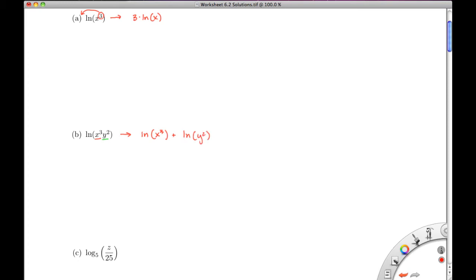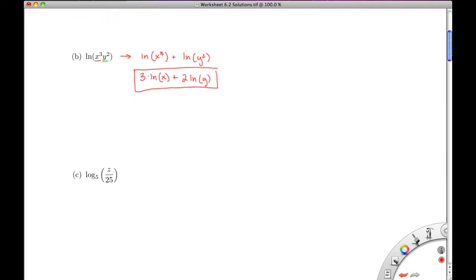Now, at this point, each of these logs has an argument that is being raised to a power. In the first one, we've got x cubed, which we know from the last one can be rewritten as 3 times the ln of x. And in this case, we've got the ln of y squared, which we rewrite as 2 times the ln of y. And then this would be our solution.